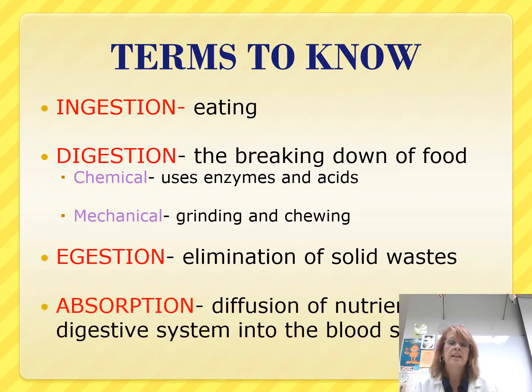And then we have what's called absorption. Absorption is really the main purpose of the digestive system. Absorption is just what the name says. This is where we take those nutrients and we diffuse them, we absorb them into our bloodstream so that those nutrients can then, just like a conveyor belt, be taken to all the parts of our body in order to be used for something else.